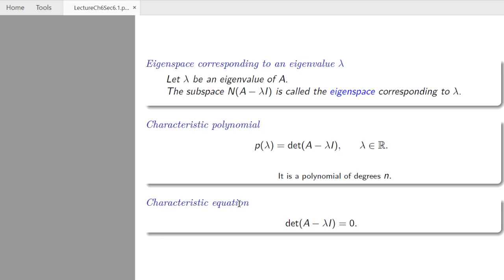Characteristic equation. We define the equation by the determinant of the matrix A minus lambda I equals 0. So essentially, this equation is associated with the polynomial. We want to find lambda. Lambda is a root of the polynomial, the characteristic polynomial p(lambda). So from this equation, we can get n eigenvalues. Those are the eigenvalues of the matrix A.